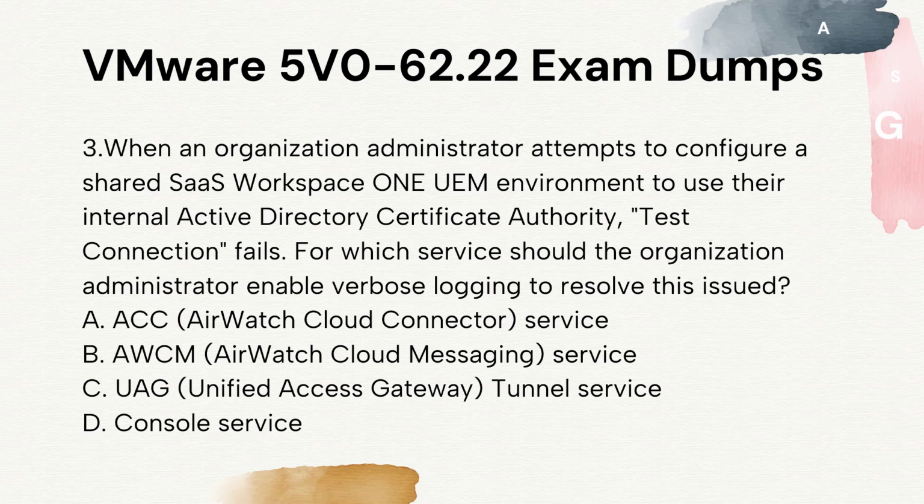3. When an organization administrator attempts to configure a shared SaaS Workspace ONE UEM environment to use their internal Active Directory certificate authority, test connection fails. For which service should the organization administrator enable verbose logging to resolve this issue? A. ACC, AirWatch Cloud Connector service. B. AWCM, AirWatch Cloud Messaging service. C. UAG, Unified Access Gateway Tunnel service.